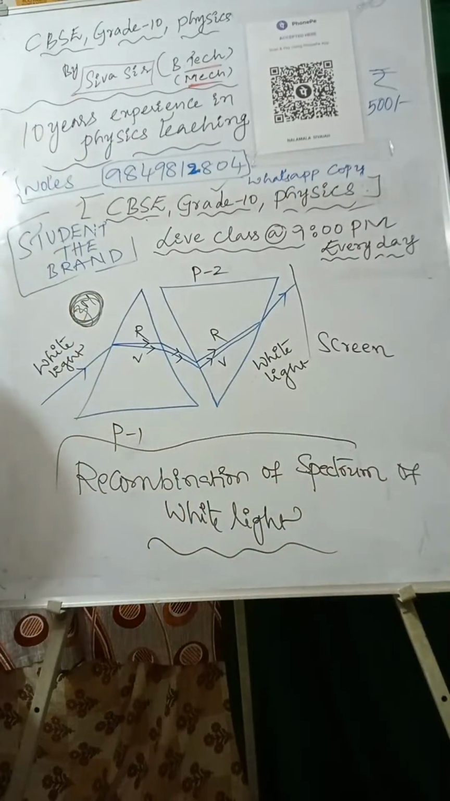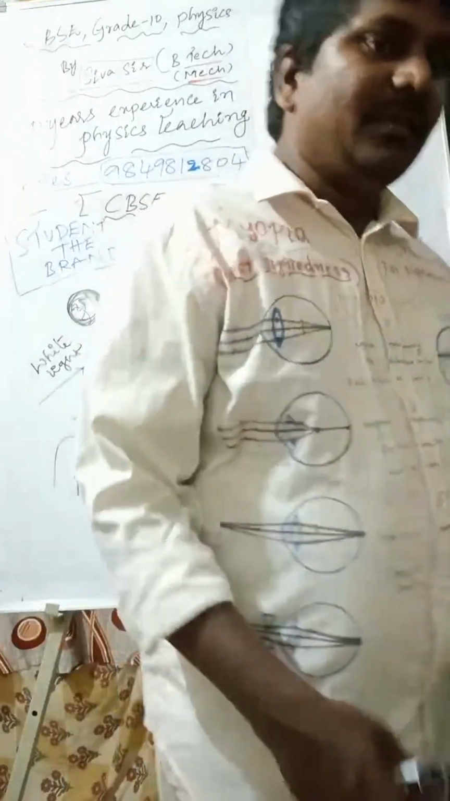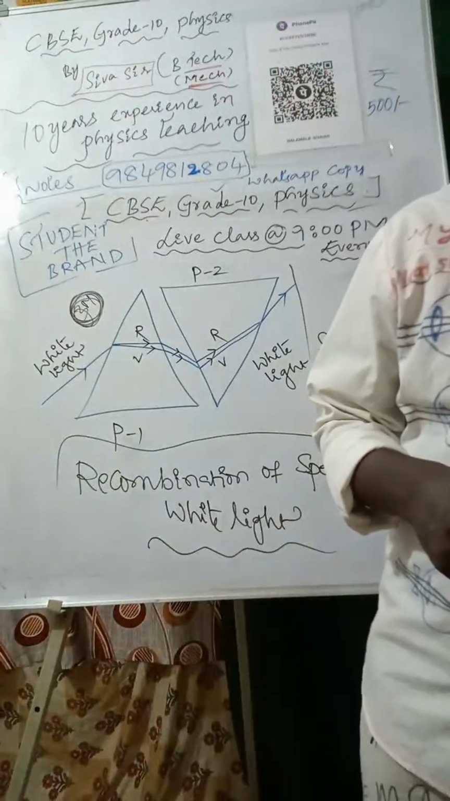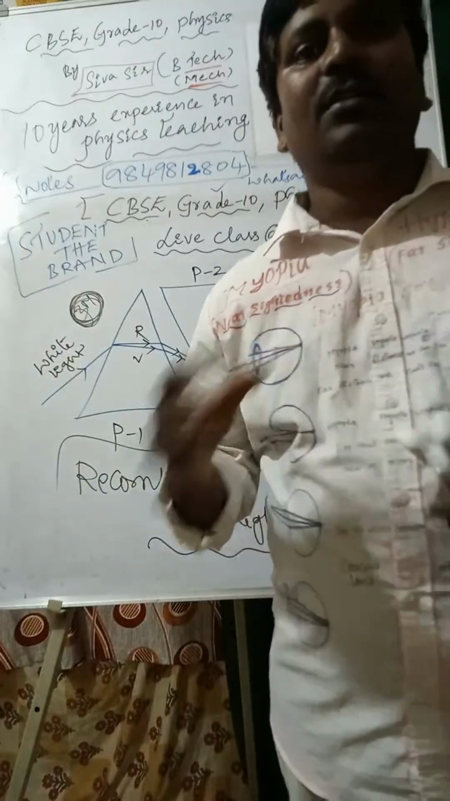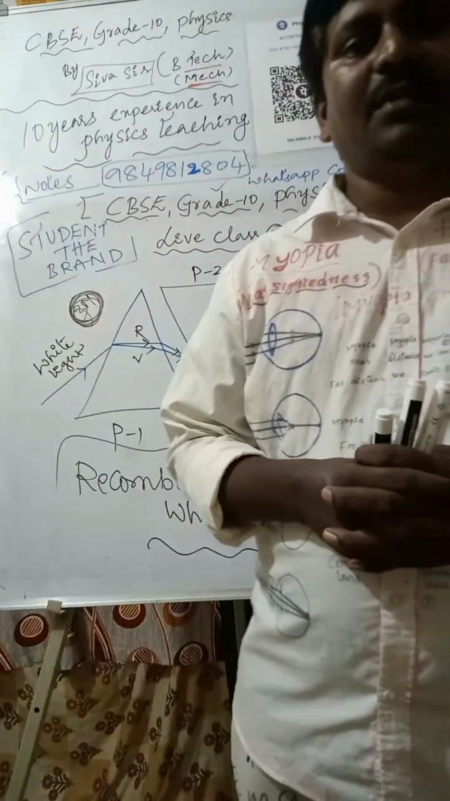So clear? So this is about recombination of spectrum of white light. Then we can go to the next one. Next topic is the water droplet, rainbow formation. We'll discuss rainbow formation.